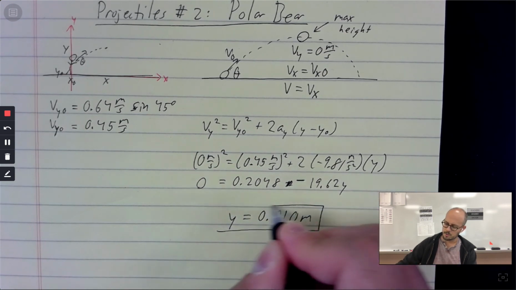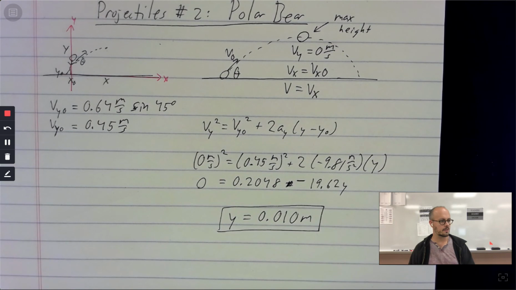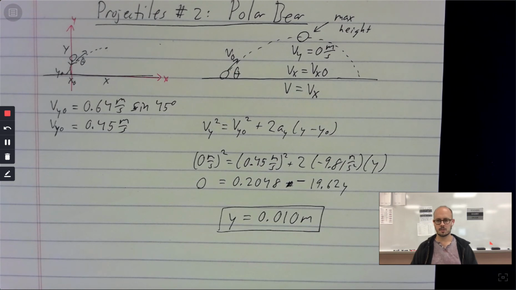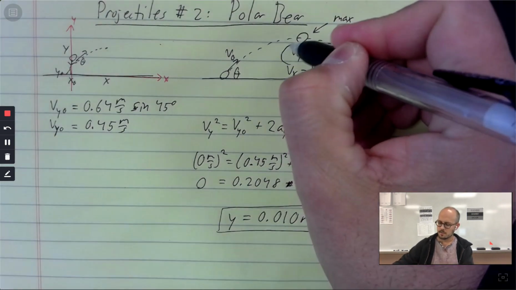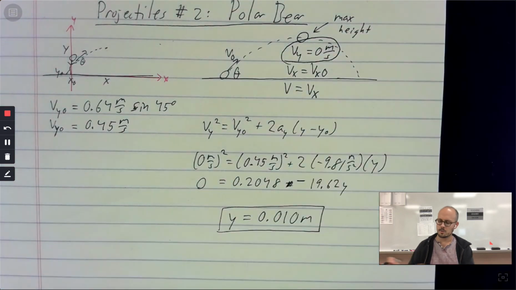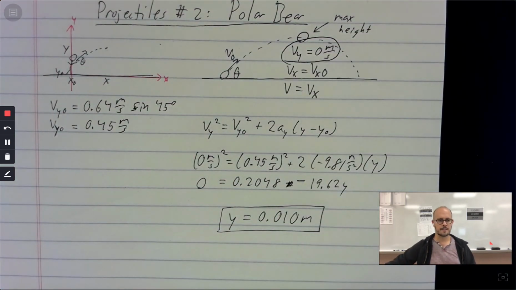Okay, so the vertical of the polar bear is 1 centimeter, which is not unrealistic, because how often have you seen a nature video of a polar bear jumping? So there we go. That's a maximum height problem. You can do a maximum height problem from any starting situation. The one thing you want to focus on is that the vertical velocity is 0 once you get to the maximum height. And that is that.